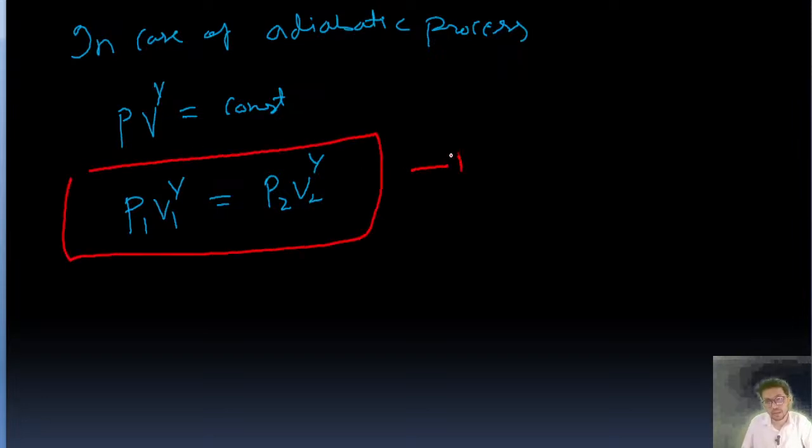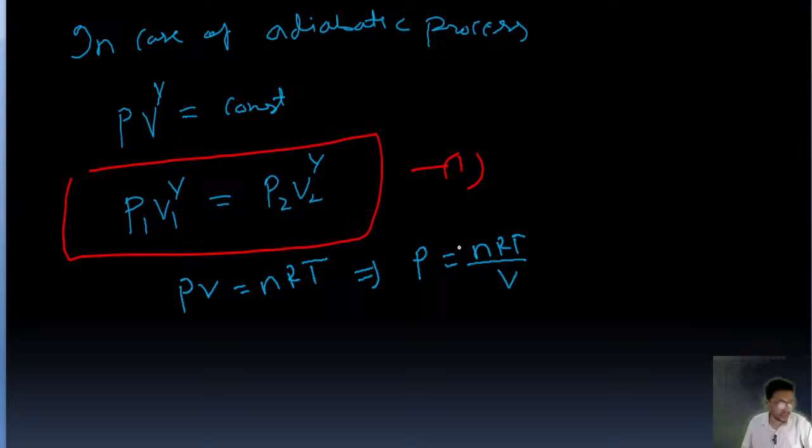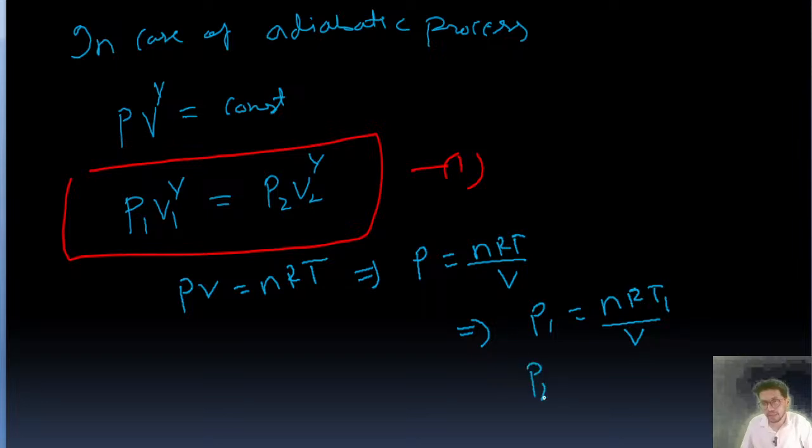Now we know the ideal gas equation, PV equal to nRT, or we can write P equal to nRT upon V. This implies P1 equal to nRT1 upon V, and P2 equal to nRT2 upon V.